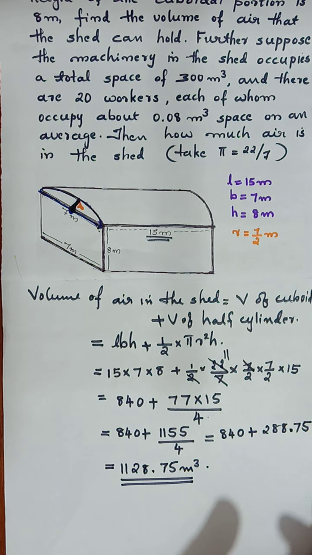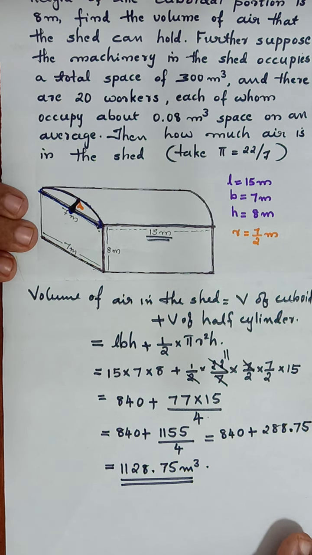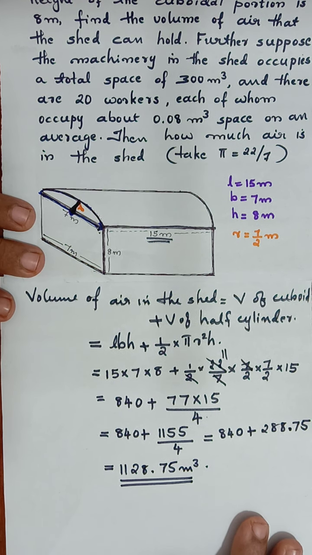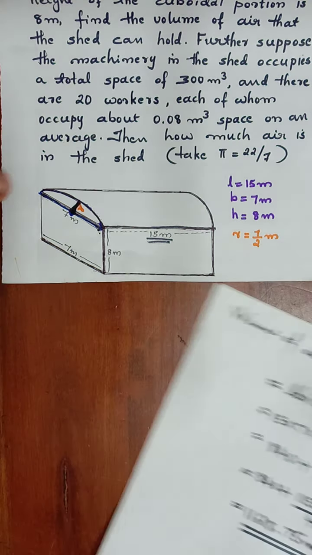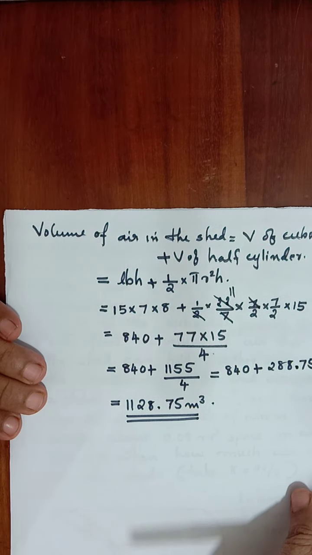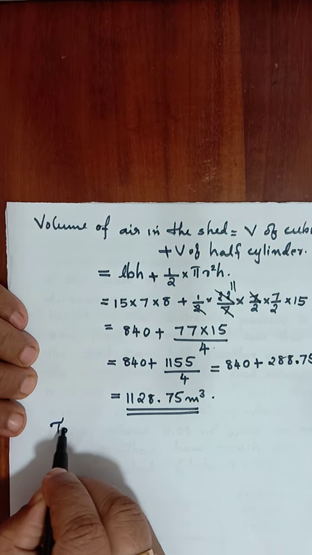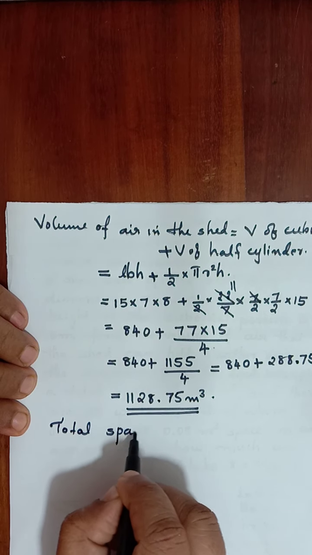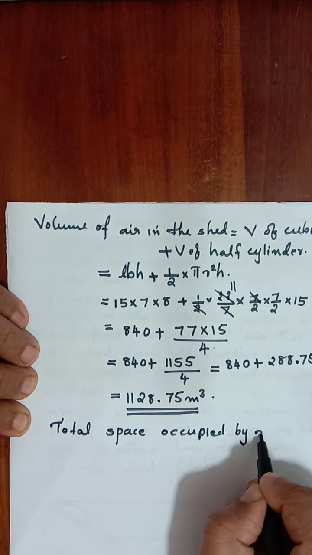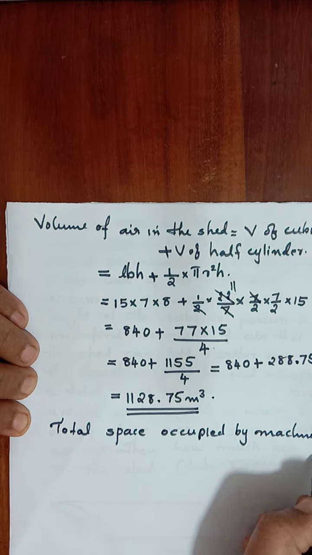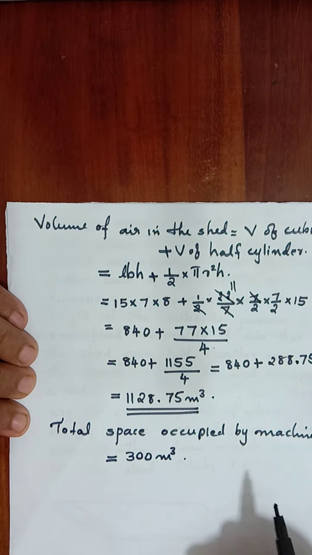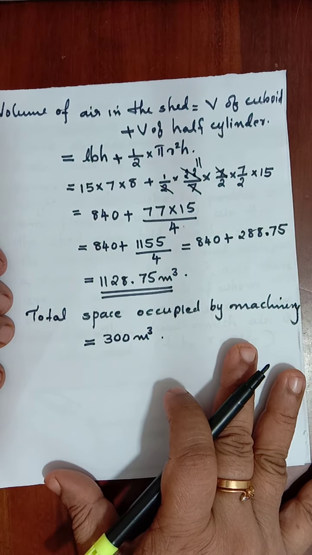Now, the other points which are given to us. Machinery is occupying a space of 300 meter cube. That we have to write now. Total space occupied by machinery is equal to 300 meter cube. Each point is important. Now, what all things to be written next?